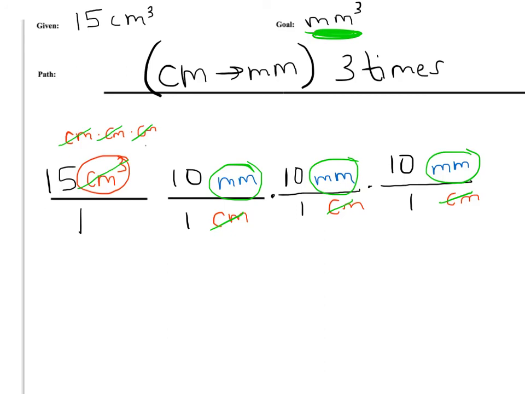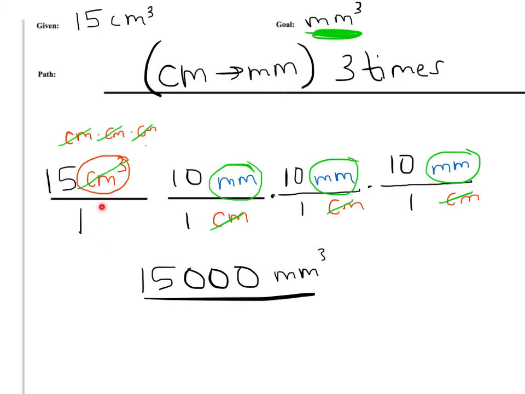At this point, I'm ready to take out my calculator. I take 15 times 10 times 10 times 10, and I get 15,000 millimeters cubed, divided by 1 times 1 times 1 times 1, which is 1. 15,000 millimeters cubed divided by 1 is 15,000 millimeters cubed.